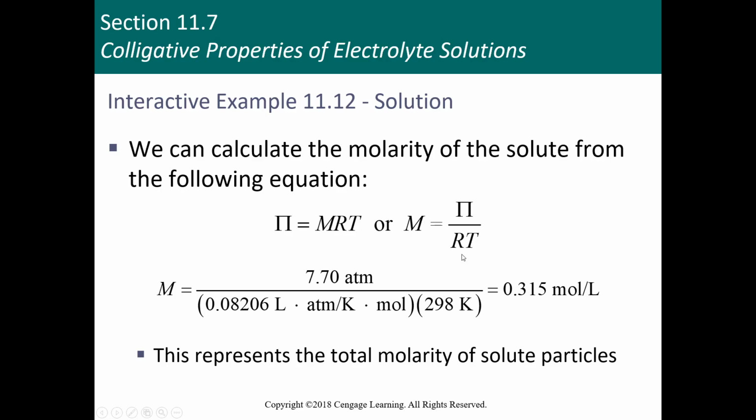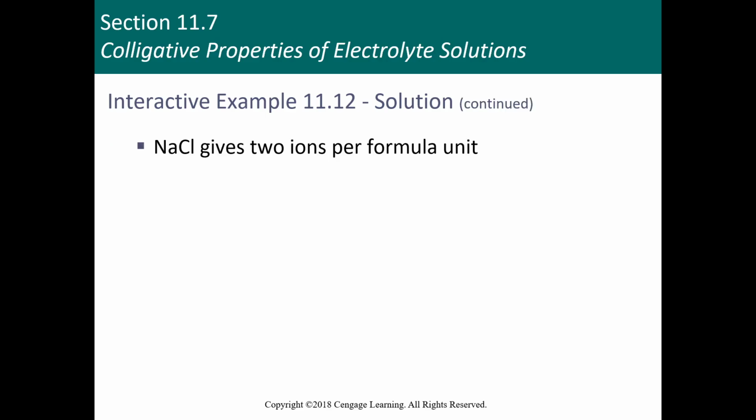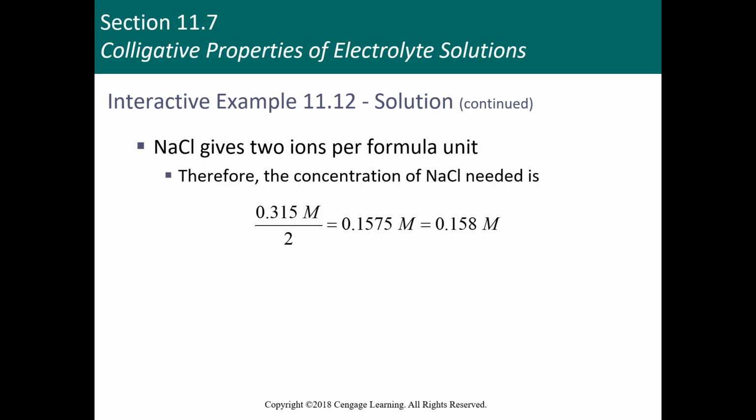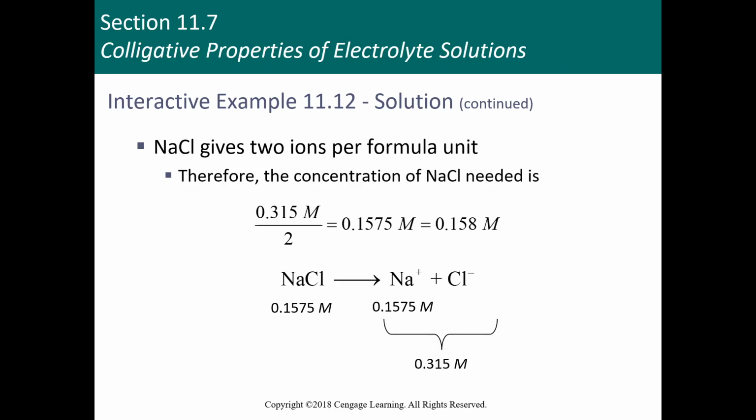And this is going to represent the total molarity of our solute particles, not the NaCl's, right? We have to account for, in this case, the fact that NaCl will give us 2 ions per formula unit, and therefore it gives us 2 particles for every formula unit of NaCl. And so the concentration of the NaCl actually needs to be half of that. So it's 0.315 molarity divided by 2 to give us 0.158 molarity of NaCl solution. And that's what we're looking at right here.